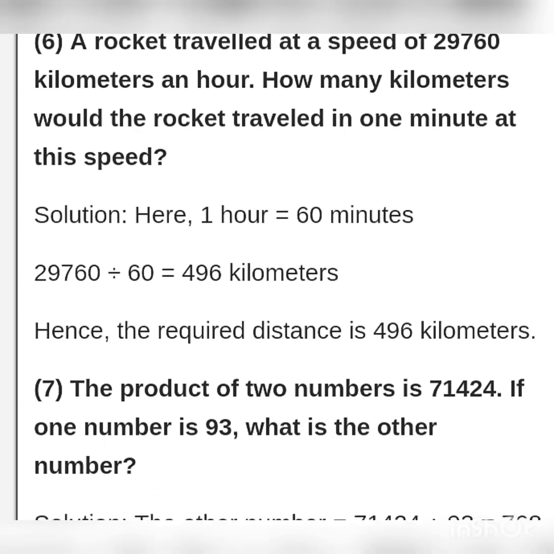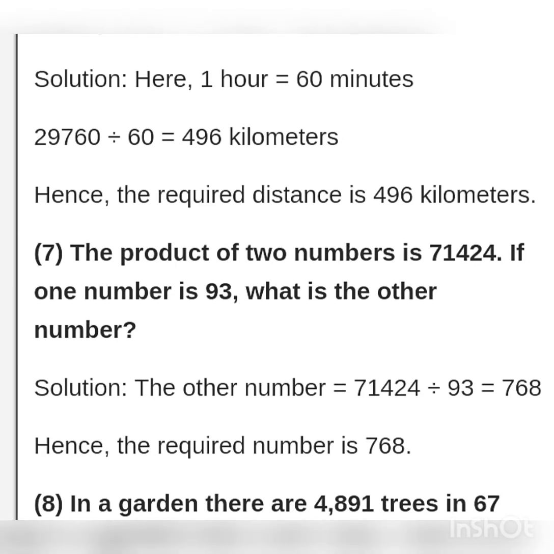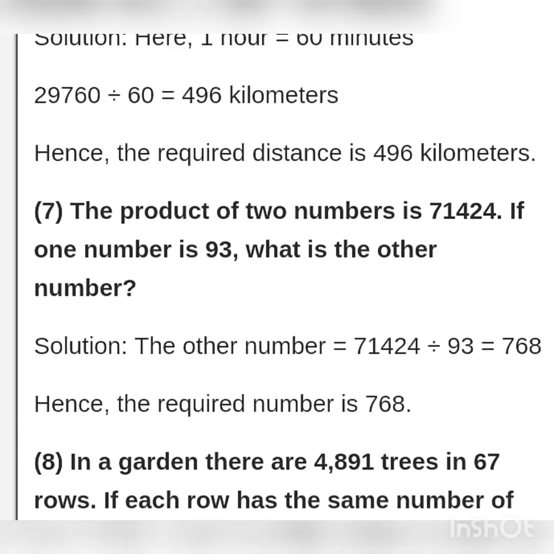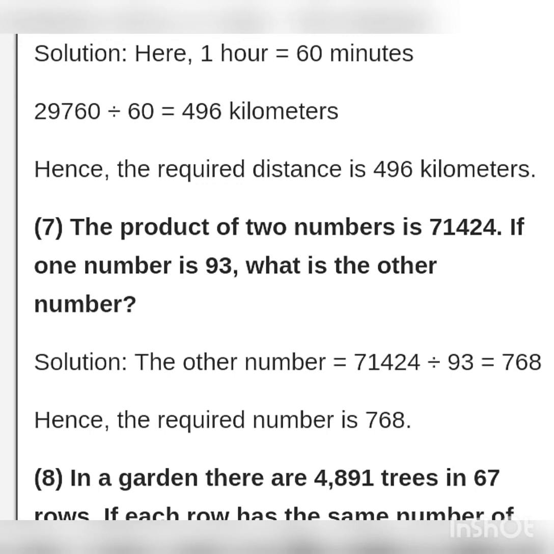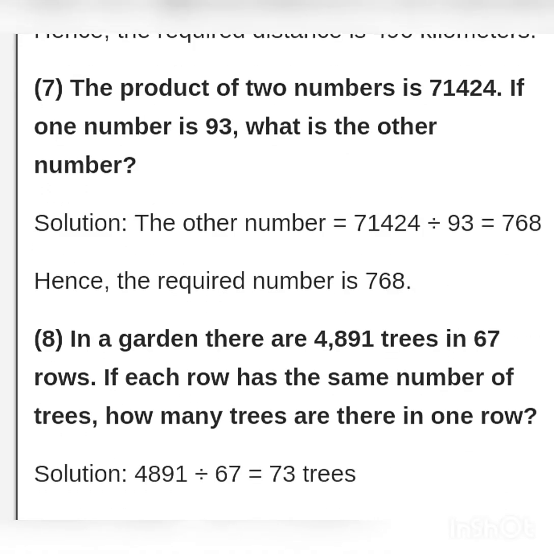A rocket traveled at a speed of 29760 kilometers an hour. So how many kilometers would the rocket travel in 1 minute at this speed? We have to find the distance. In 1 hour there are 60 minutes. Okay, so what will we do? We will divide 29760 by 60, so what answer will we get? 496 kilometers. So hence the required distance is 496 kilometers.